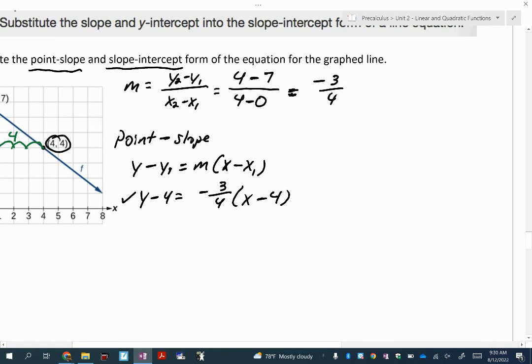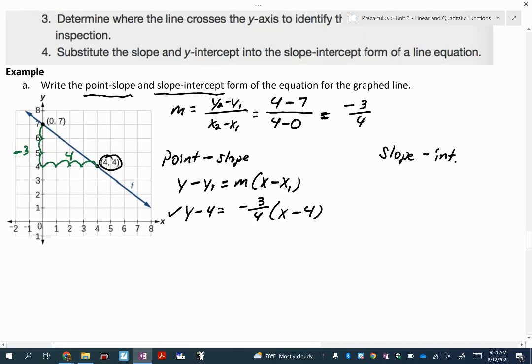If you wanted to, you could take your point slope form, because you're actually, I guess I should write slope intercept. You're very close to slope intercept when you have it in point slope form. You could distribute the negative 3/4 and then move this minus 4 that's with the y to the other side. Totally fine. Absolutely could do that.